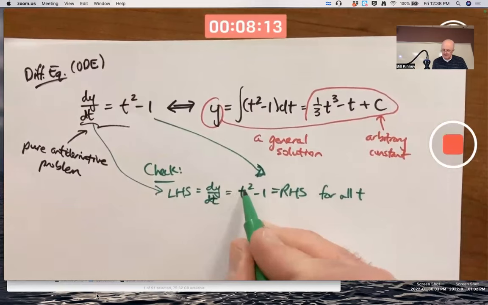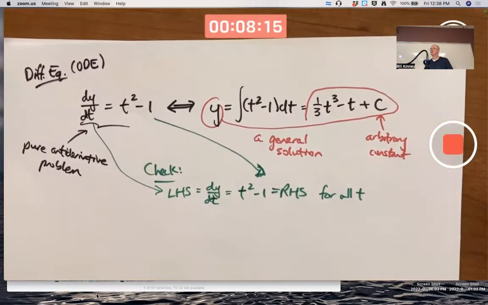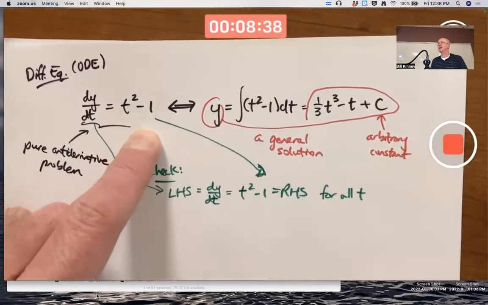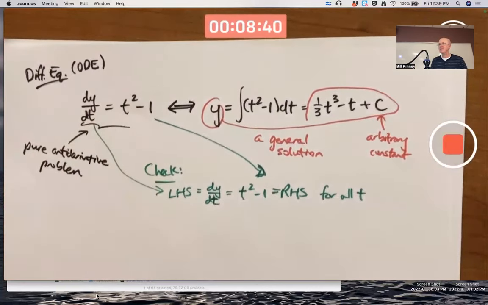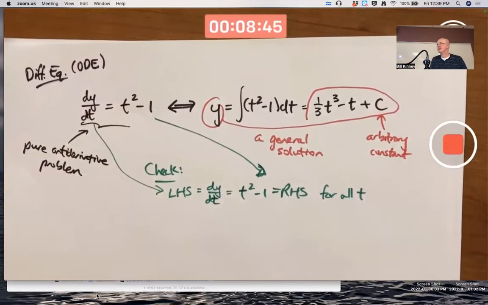It's almost too easy. There are some things that are so easy that they feel confusing. Like, did I really do it? Yeah, you did. There's nothing much going on here. Pure antiderivative problems are pretty simple. It's when you get to non-pure antiderivative problems, I shouldn't even call it an antiderivative problem, when you get to other differential equations that involve y on the right side, that things get more complicated, both for solving the differential equation and even for checking the solution or the proposed solution.